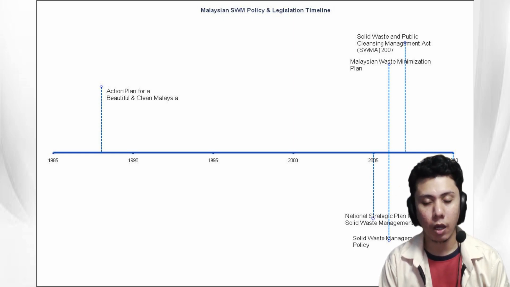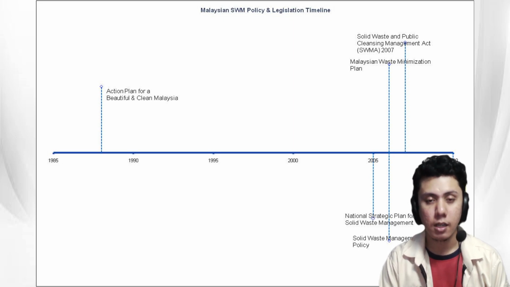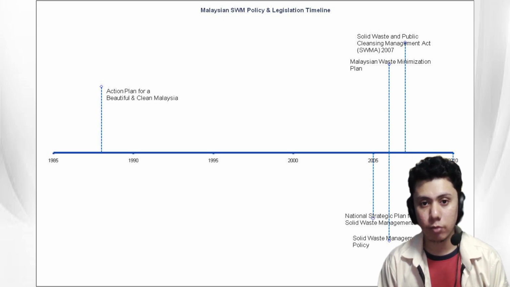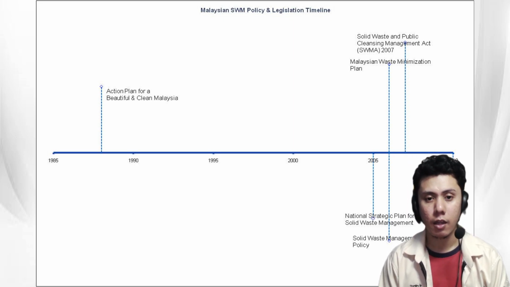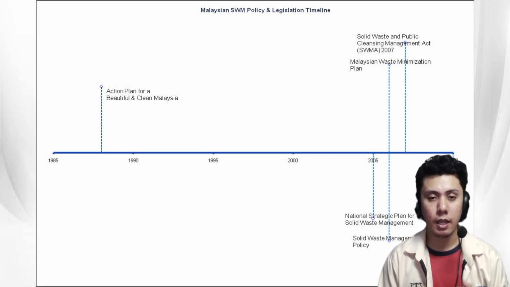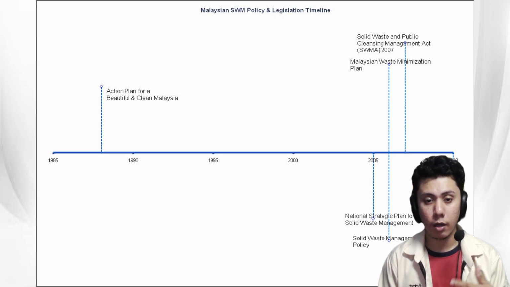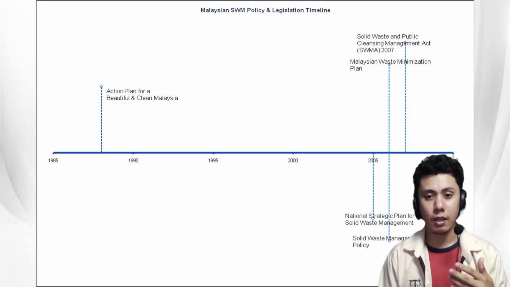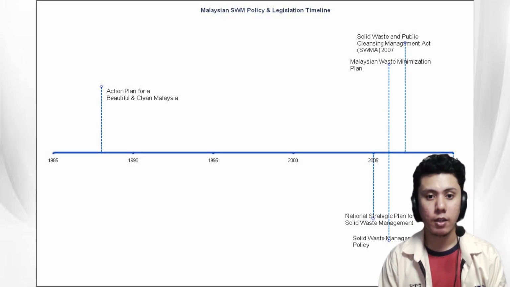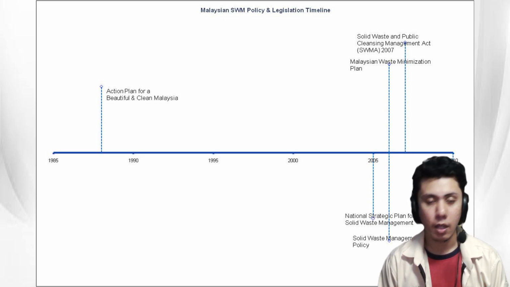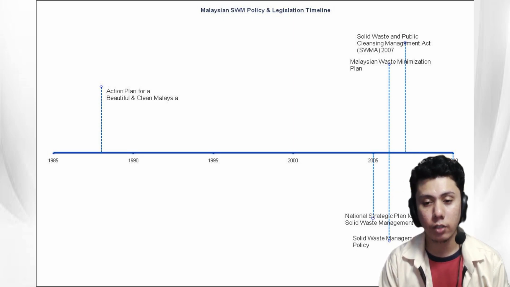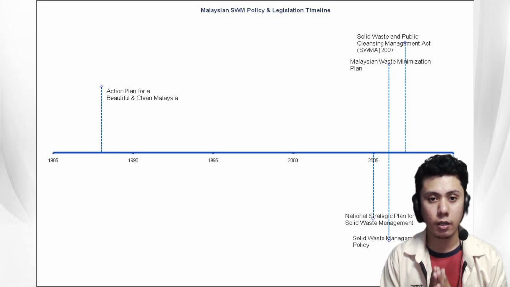The MWM outlined the waste minimization strategies, action plans for federal government, action plans for the local authorities and pilot projects including the preparation of guidelines on waste minimization. The National Solid Waste Management (SWM) policy aims at establishing an integrated solid waste management that is comprehensive, cost-effective, sustainable and accepted by the public.